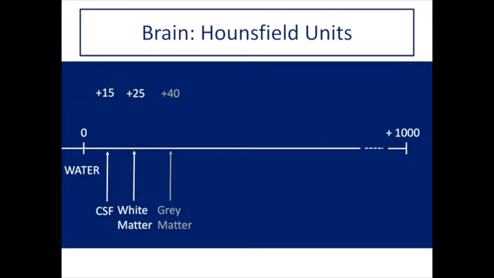Knowing these actual numbers is not really that important. Instead, understand the basic principle here. CSF is near water density. Gray matter is slightly more dense than white matter. A simple way to remember the relationship between gray and white matter is that white matter is mainly made up of myelinated tracts. Myelin is a fatty substance, and fatty things have a lower density.